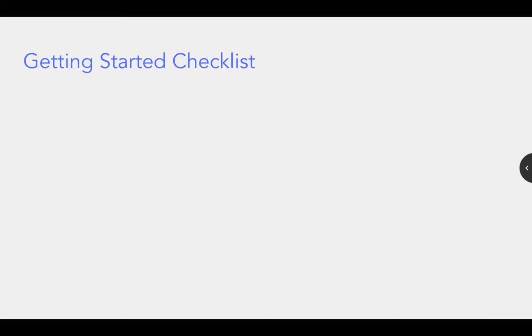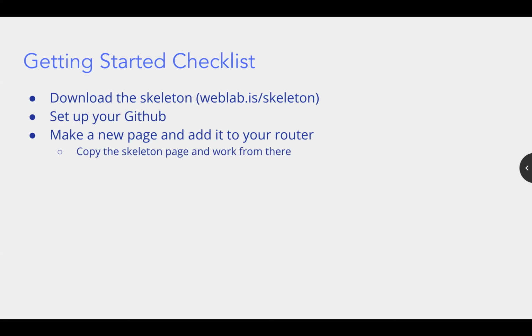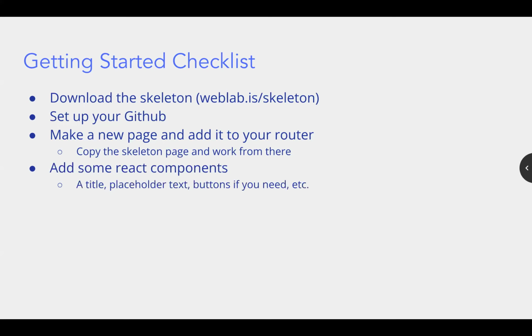I've provided a couple of checklists here. Also, these slides are on the website. So if you go to weblab.mit.edu/schedule, you should be able to see these slides. But this checklist is just something to help you get started. So download Skeleton. Hopefully everyone's done that so far, but if not, that is the link. And set up your GitHub. You can think about then making a new page, adding it to your router. So you might want to think about copying a Skeleton page and changing some stuff and playing around to see where you can put things. Add some React components to that, things like a title, placeholder text, buttons if you need, etc. And then you're ready to implement that first feature.